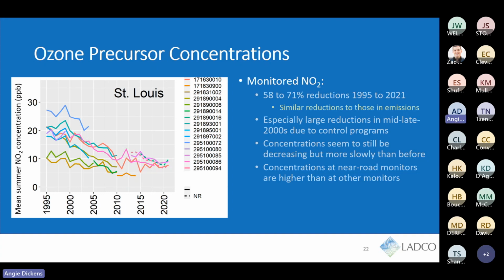We had especially large reductions in the mid to late 2000s, kind of in this time period. You see some sharp drops. And that's because there were so many control programs implemented in that time frame. There were vehicle standards, some of the NOx trading programs, the NOx SIP Call. There were a lot of programs implemented in that time frame that really reduced NOx emissions. And we see it in the concentrations.